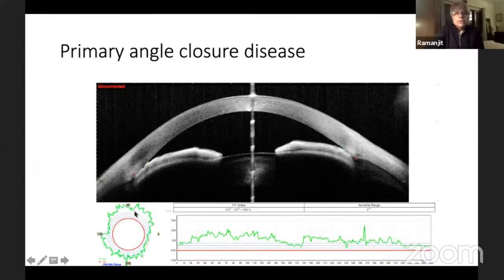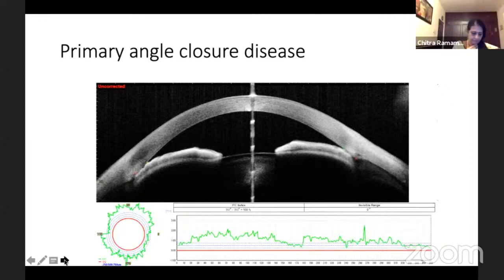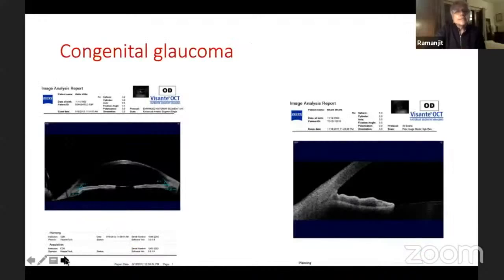And in the Cassia machine, you can actually see how extensive the iridocorneal or iridotrabecular contact is. Up to here is the trabecular meshwork. Anything beyond that is the cornea. So you can see extensive synechia that are there, and it tells you what is the extent.